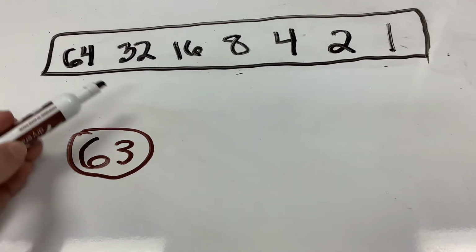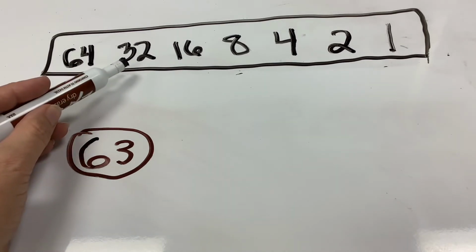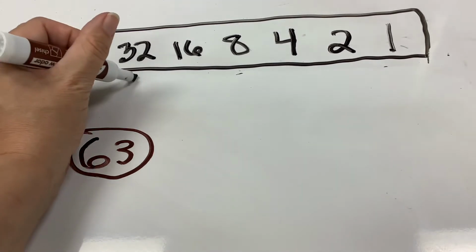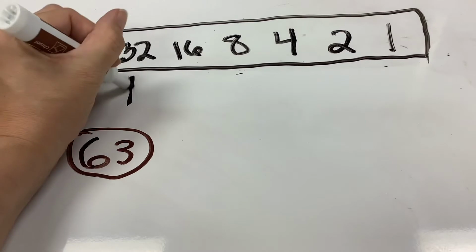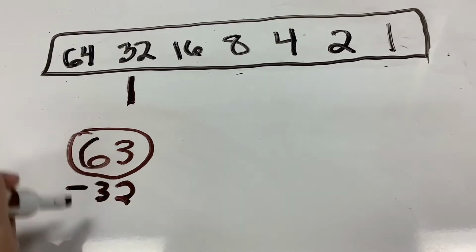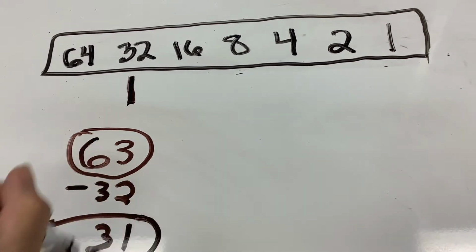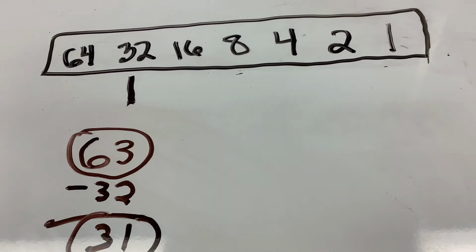64 is obviously too big. It can't fit into 63. It's just too big. So the first number I'm going to be able to use is 32. So I'm going to use the 32. So I'll draw a 1 under it. And now I'm going to subtract 32 from the 63. All right. Now I have 31. Great. That's my new number that I need to play with. So now what's the next largest number that fits into 31? Well, that, of course, would be 16.